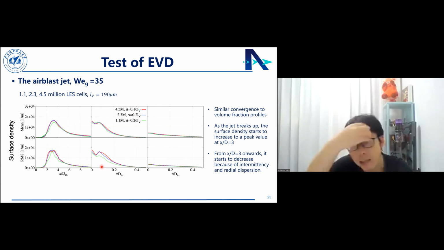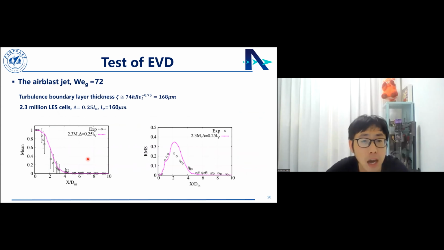Then we also apply this method to another case, a higher Weber number case. With the same grid resolution and the same grid numbers, we only change to smaller volume scales and smaller grid scales near the interface, due to the high Weber number and Reynolds number, because it has a lower boundary layer thickness. And then we also have a good prediction of the experiment results.